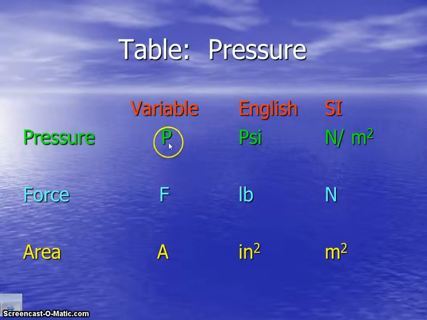Variables. The pressure is usually capital P. Now, there are many different kinds of pressures that you'll see in this PowerPoint, but capital P is just basic pressure. Capital F is force. Capital A is area. In English, pressure is PSI. It stands for pounds per square inch. Very common unit. In SI, it's newtons per square meter. Now remember that pressure is force divided by area. So it's going to be pounds per square inch. That's where the PSI comes from. And this is newtons per square meter.